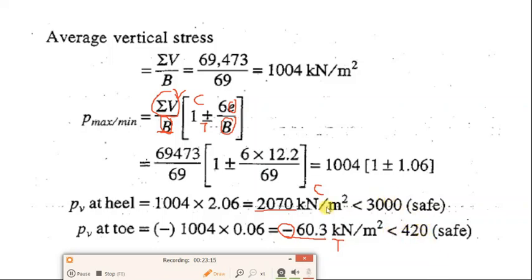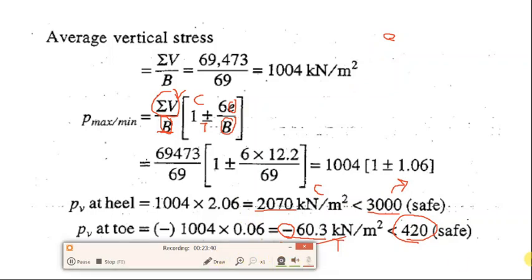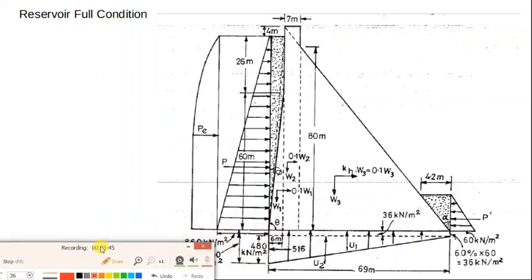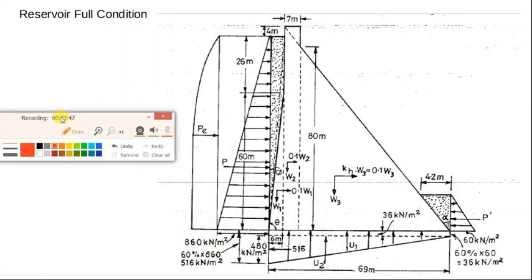So if the allowable compressive stress is 3000 kilonewton per meter square, then you can very well see that it is in the safe zone, and similarly for the tensile stress. So this is how you calculate the stresses in case of reservoir empty condition. Now consider the reservoir full condition. What will happen when the reservoir is full?